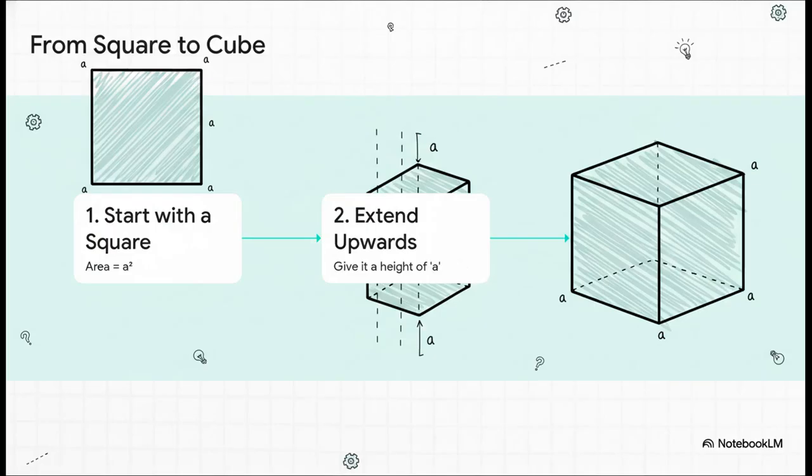So here's the crucial idea. You take a simple square, right? Its area is a squared. Now, just imagine grabbing that flat square and pulling it straight up, giving it a height that's the same as its side length, a. And what have you just made? A perfect cube. So what's its volume? Well, it's just that base area, a squared, multiplied by the height you pulled it, a. That gives us a cubed. That's literally all it is.